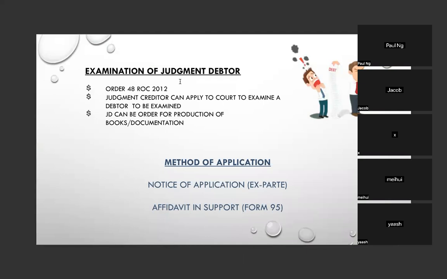Okay, what is the next type of enforcement against this particular judgment debtor? Okay, usually we call it as JDS. Okay, this is under Order 48 of the Rules of Court, whereby the judgment creditor can actually apply to the court to examine the debtor itself. Okay, this can be done for the production of the books or documentation by the judgment debtor. Okay, and the method of application will be by way of notice of application, ex parte, and also affidavit in support. Okay.